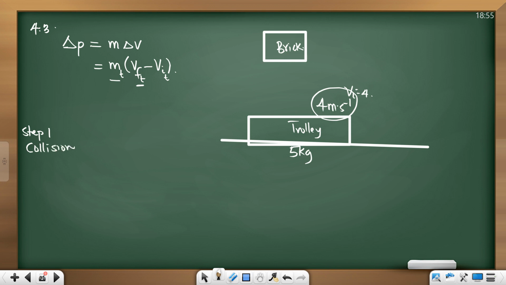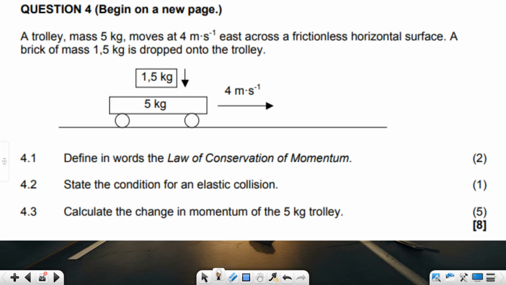Collision. So m1 u1 plus m2 u2. Now the objects are together. Or let me change my notations. Let me use brick and trolley. The mass of the brick, initial velocity of the brick, mass of the trolley, initial velocity of the trolley. Now both of them after collision were together. All right? Final velocity. Do we know the mass of the brick? The brick is 1,5, I think. Yes.